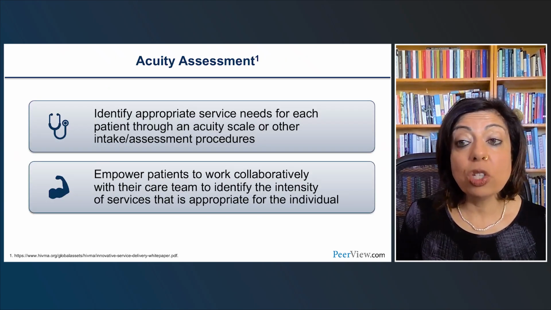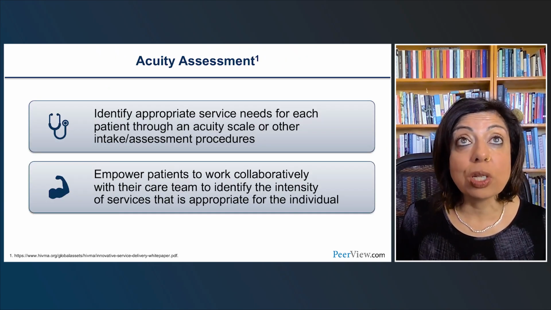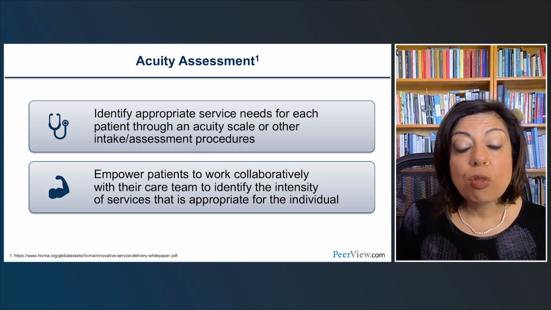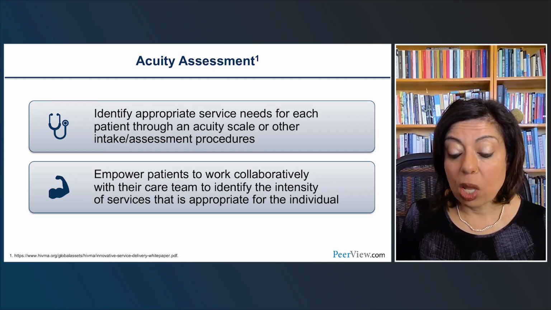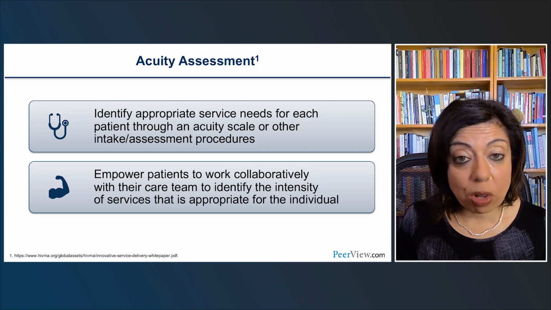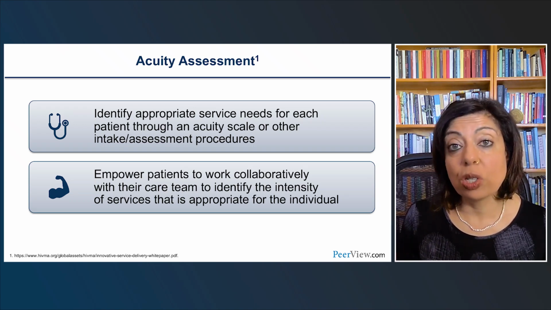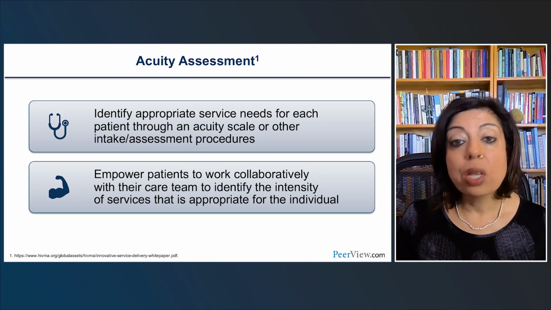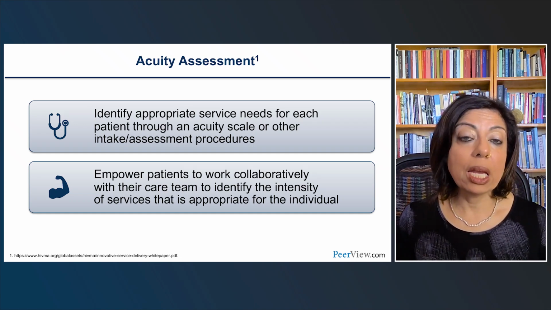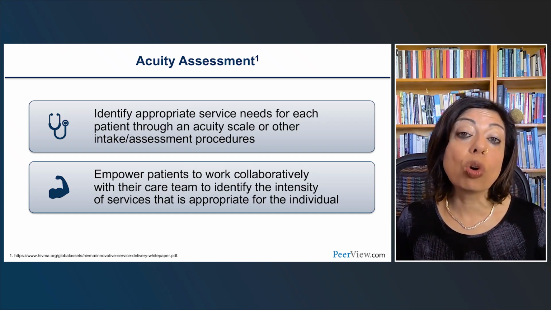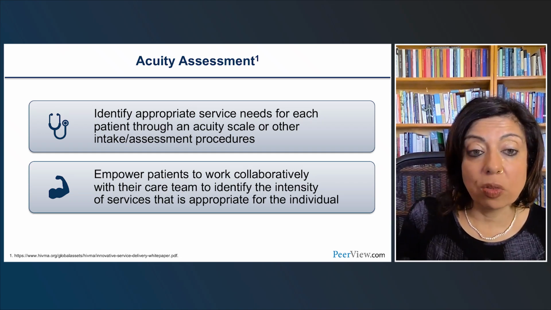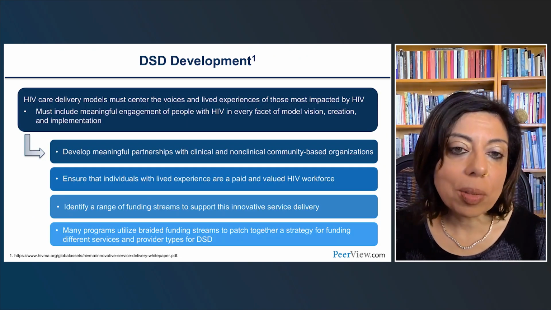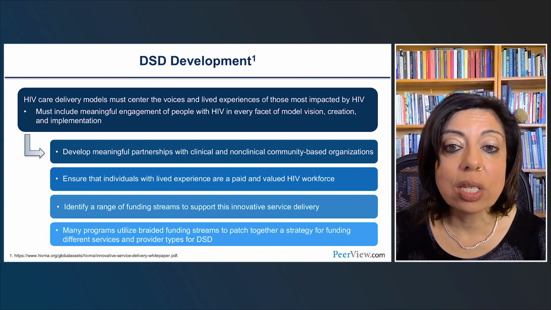The first step in doing that is to really triage patients in terms of their acuity when you see them for the first time. Figure out by an acuity scale, what do they need? Where are they in terms of their social determinants? Where are they in terms of their housing status, mental health concerns, substance use disorder, and triage them into more or less intensity services.